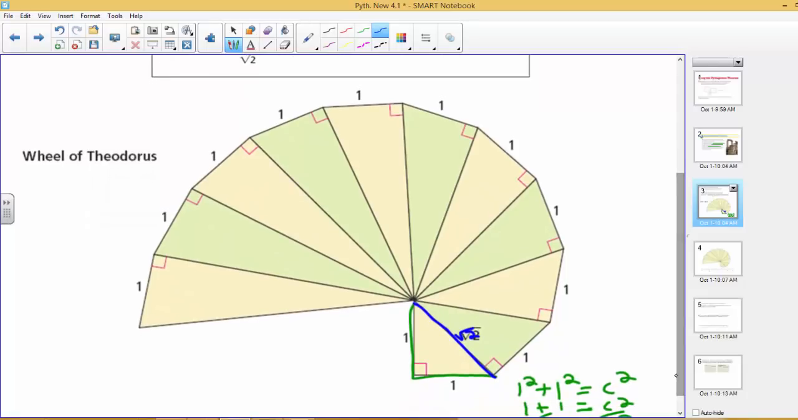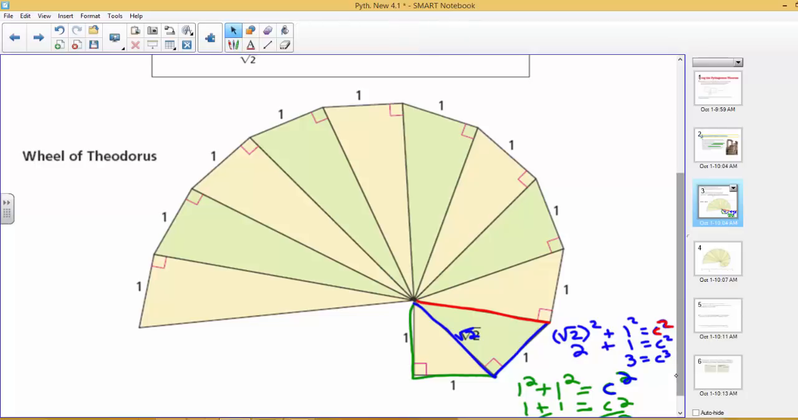Okay, so our next triangle is a square root of 2 by 1. So square root of 2 squared plus 1 squared will equal c squared. Now our goal is to find this hypotenuse. The square root of 2 squared is 2, 1 squared is 1, so c squared is going to give you 3, so the final answer would be the square root of 3.